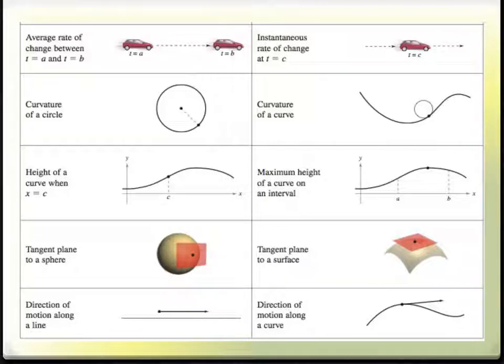Hopefully you're getting the picture that with calculus you just have more flexibility. It allows you to do things in a more general sense instead of being very specific. Circles, spheres, very specific without calculus. You can find the direction of motion along a line without calculus. You can do that along a curve with calculus.